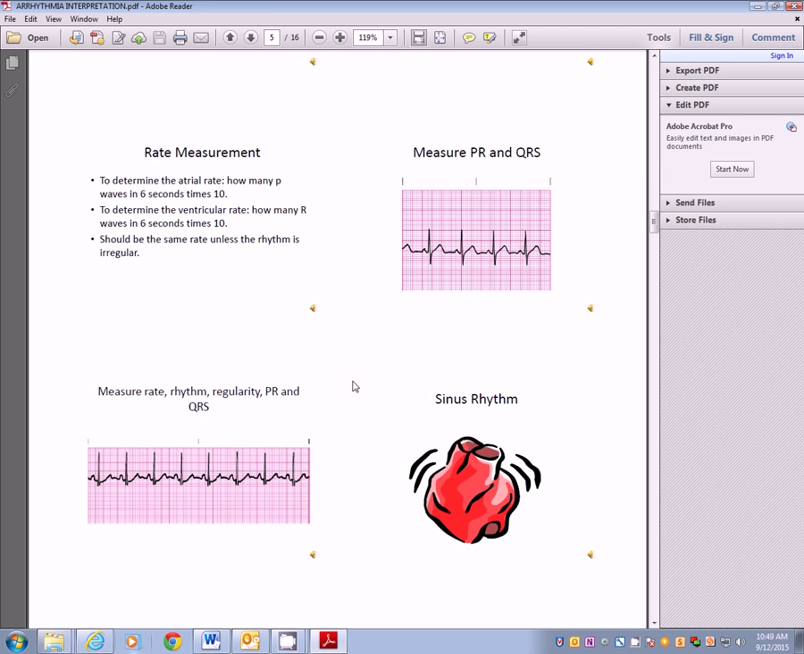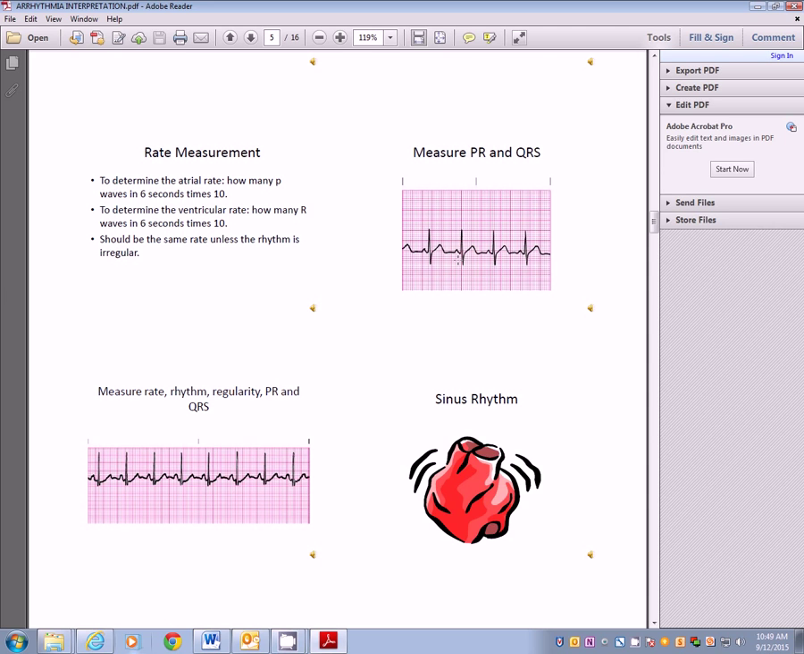All right. We've already talked about measuring PQ and measuring the QRS complexes. If you look at this one, from the beginning of the P to the beginning of the QRS, you would get about 3 boxes, and that would be 0.12, which is normal for the PR interval.